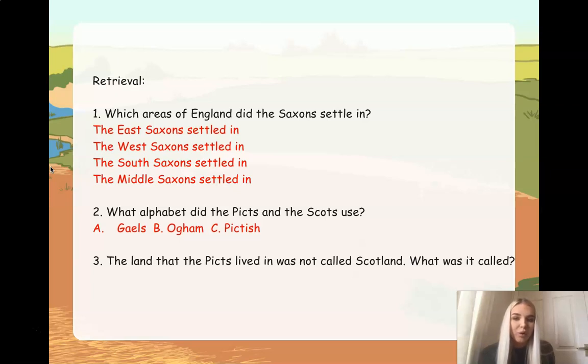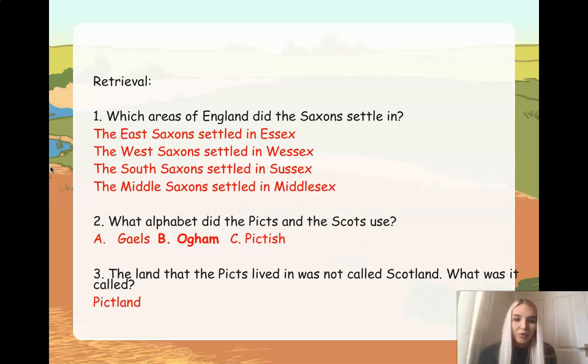Okay, so number one, which areas of England did the Saxons settle in? I wonder if you can remember that the East Saxons settled in Essex. Just pop all the answers up here now. The West Saxons settled in Wessex. The South Saxons settled in Sussex. And the Middle Saxons settled in Middlesex.